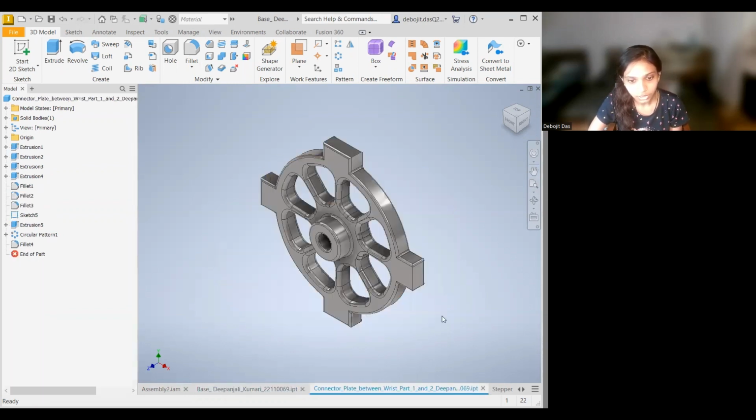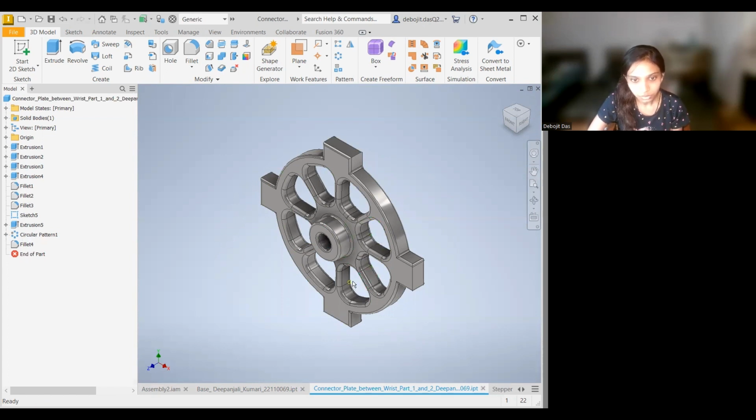Then coming to the connector plate part, first we made this circular part and then a rectangular part and extruded it. Then we extruded these parts and made this hole, and with a circular geometry, we made 8 holes. The major challenge faced was to make these holes at the appropriate arc and angle, which was a difficult task.